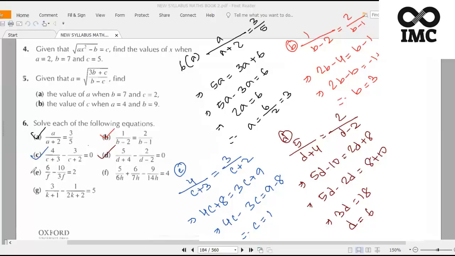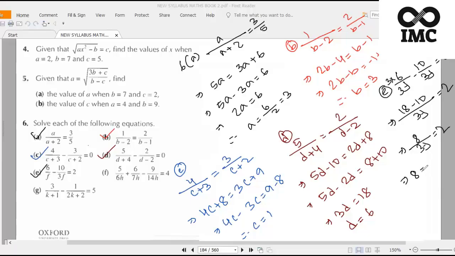Now question number E. Question number E says 6 divided by f minus 10 divided by 3f equal to 2. So we need to multiply the denominator by 3 to make the same denominator. So 3f is our denominator. The numerator will be 3 sixes are 18 minus 10 equal to 2. So 18 minus 10, 8 by 3f equal to 2, or we can write 8 equal to 6f, so f will be 8 by 6. After reducing this to the lowest term, we'll get 4 by 3 or 1 whole 1 by 3.